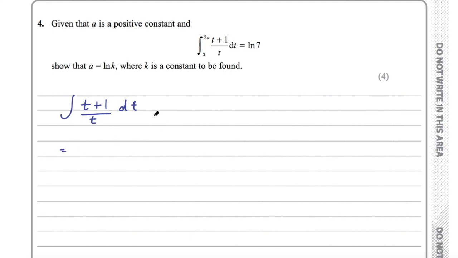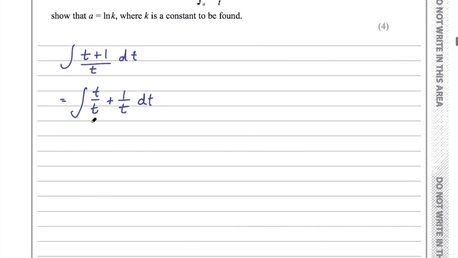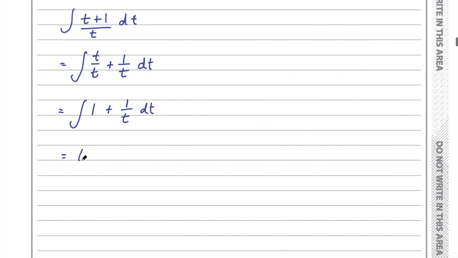So this is going to work out easier if we actually split this fraction up into 2 pieces. If we split it up into t divided by t plus 1 on t, that's going to be slightly easier than trying to work out t plus 1 on t, where we'd have to use the quotient rule, probably. But in this case, t on t is just 1, so we're looking at the integral of 1 plus 1 on t dt. The integral of 1 is just t, and the integral of 1 on t is the natural log of t. So this is going to be t plus log of t, and then make sure to add that constant on the end.